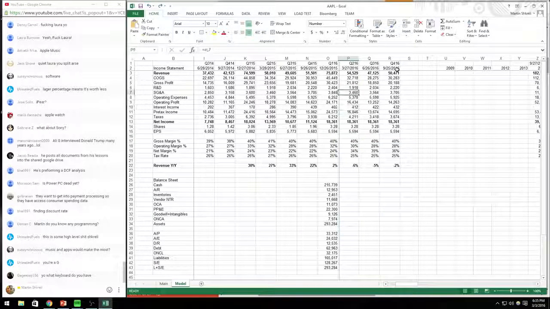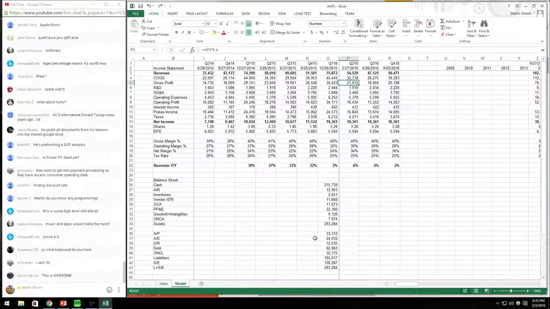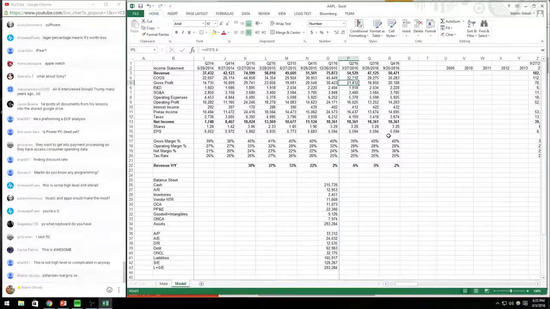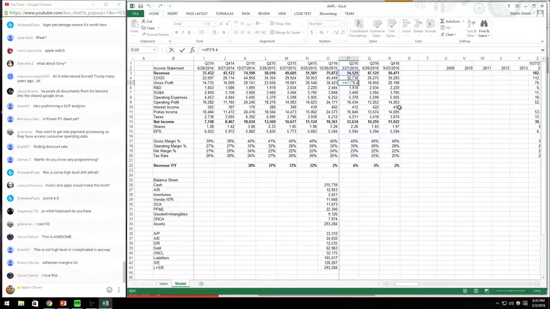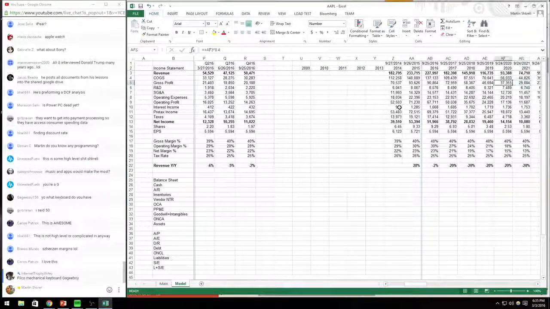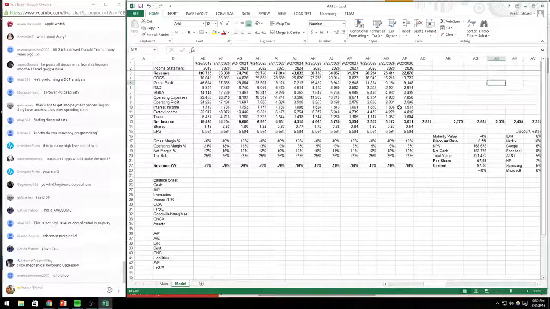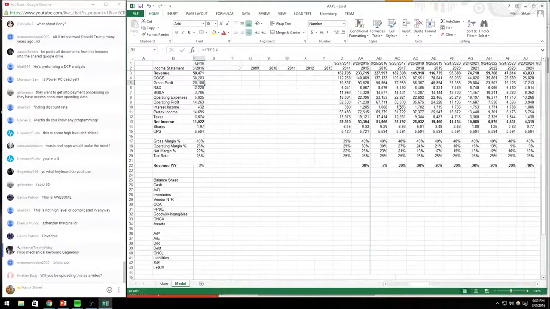Here, we'll put it up here. 39.25. And you can see that the net income, when we make that change, went from 12.634 to 12.328. So it went down because, needless to say, the margins are lower.